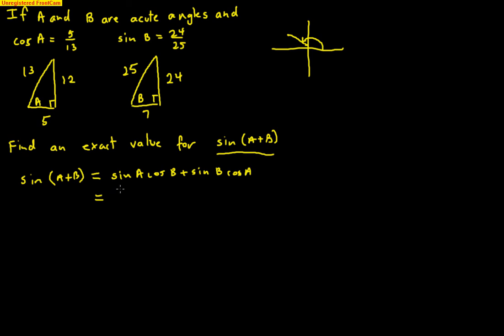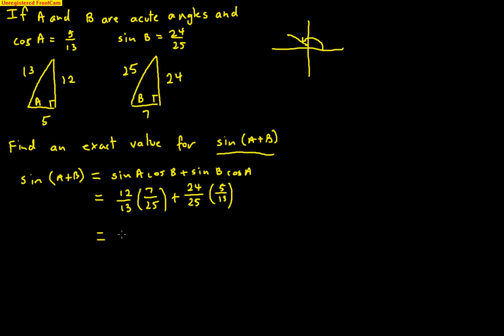Now, we know what cos A and sine B are. Not quite sure what sine A is, but we do know that we've got an angle A, and we know that sine is opposite over hypotenuse, so I could say that this is 12 over 13. Cos B, we've got a similar situation. We need to use adjacent over hypotenuse, so we should get 7 on 25. That's sine of B, 24 on 25. Cos of A, 5 on 13 from our original question.